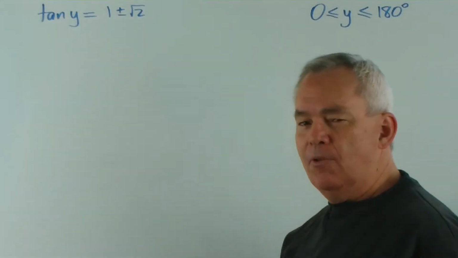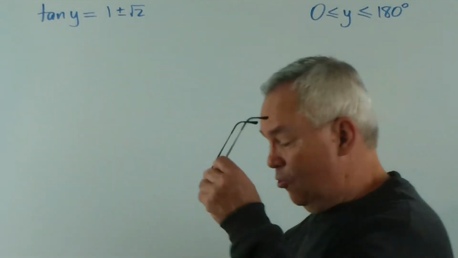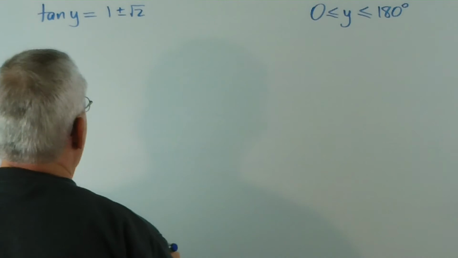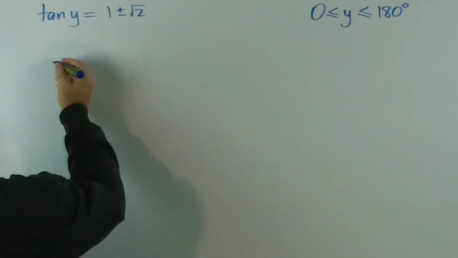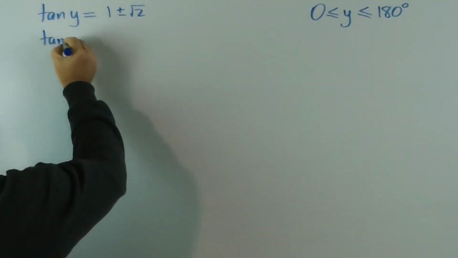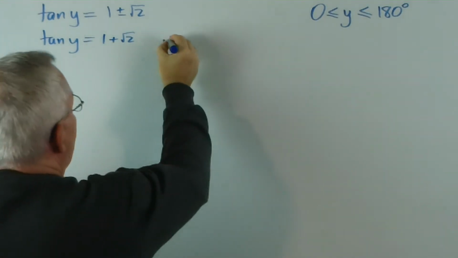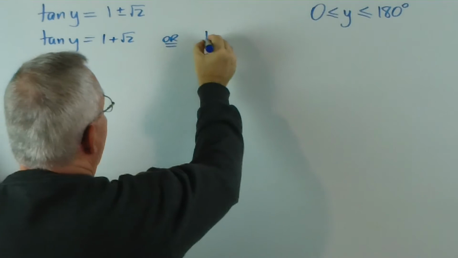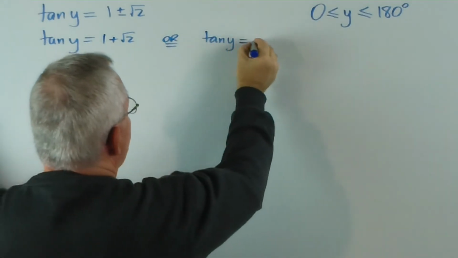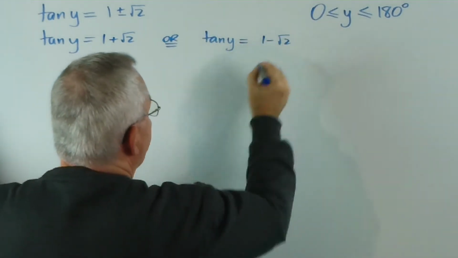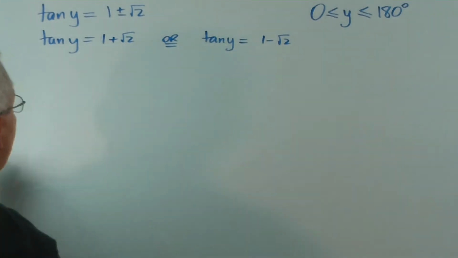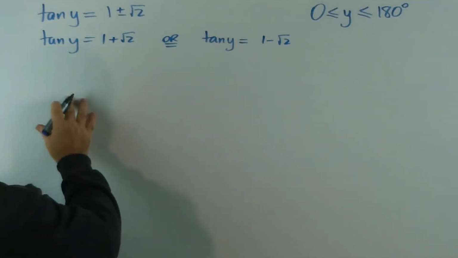Well, let's see if we can find angles that will make this statement true. Actually it's a pair of statements, isn't it? So let's write them separately. We can write tan y is 1 plus root 2, or tan y is 1 minus root 2. How do we solve it?